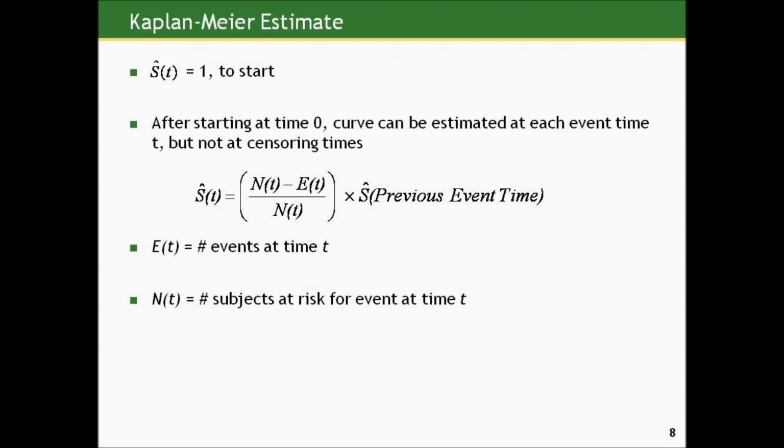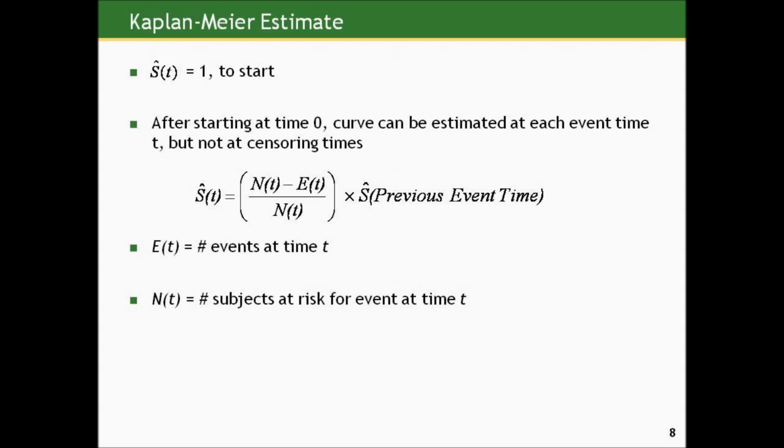So this curve will stay at 1. The estimated proportion remaining event-free will stay at 1 through times up until the first event time, where then it will drop. And what we do is kind of interesting. It involves two pieces of information to estimate S hat of t. And there's a lot of notation here. Don't worry so much about the notation, but just think about the idea behind it.